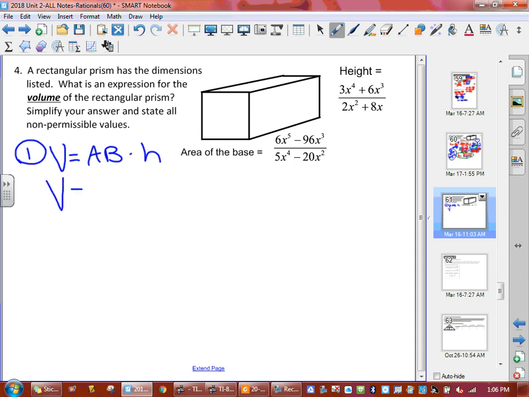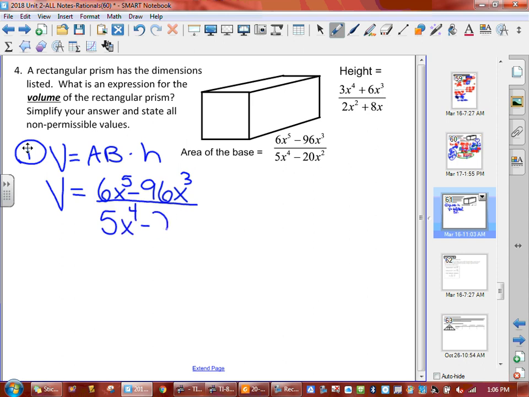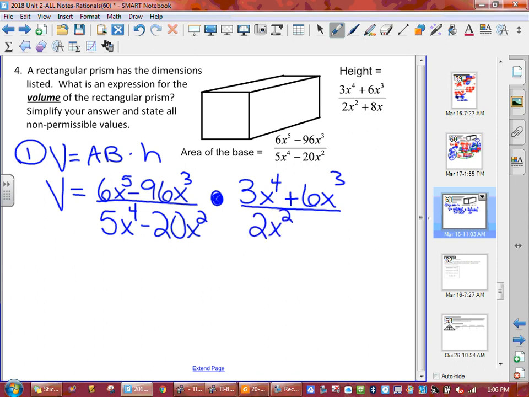So volume equals my area of my base, 6x exponent 5 minus 96x exponent 3, on top of 5x to the 4th minus 20x squared, times the height, 3x to the 4 plus 6x cubed, all on top of 2x squared plus 8x. So, these are very typical questions that you're going to see, where all you've got to do is GCF. The most basic type of factoring is greatest common factoring. And that means just divide something out of both terms. And that's the one that many forget. Okay? And that's your basic kind that you'll see everywhere.